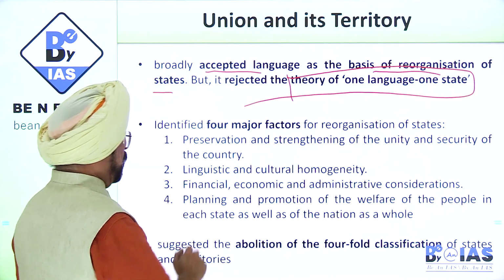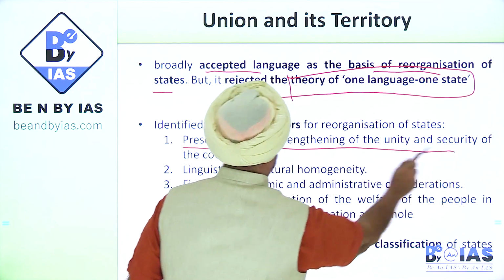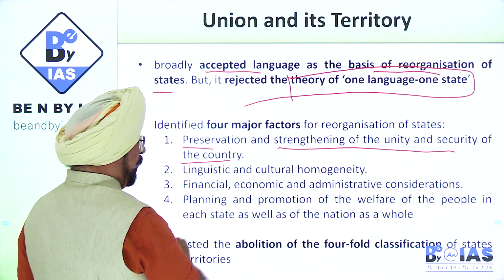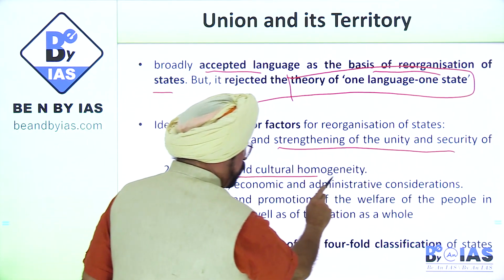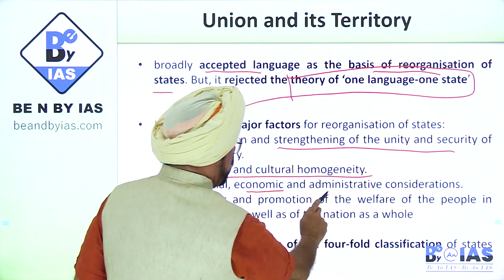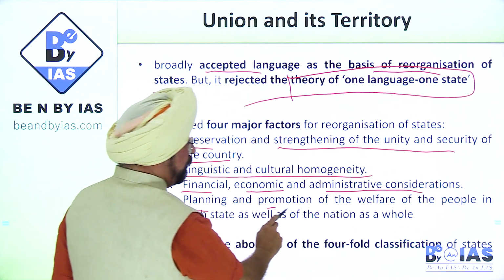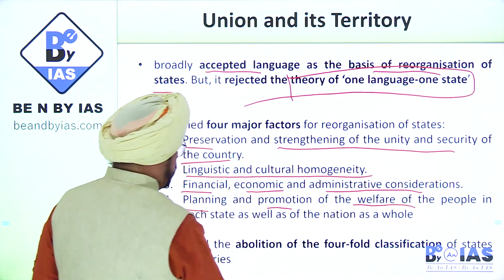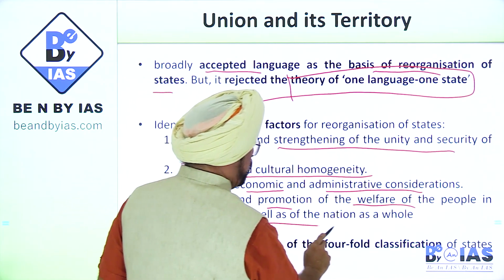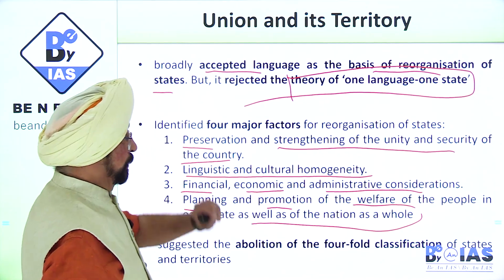What were they? Four major factors: preservation and strengthening of unity and security of the country, linguistic and cultural homogeneity, financial, economic and administrative considerations, planning and promotion of the welfare of the people in each state as well as of the nation as a whole. So these were the guiding factors.